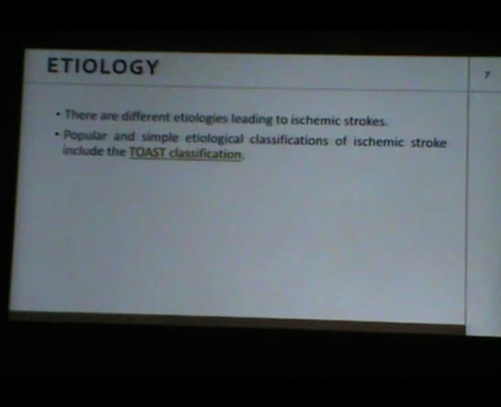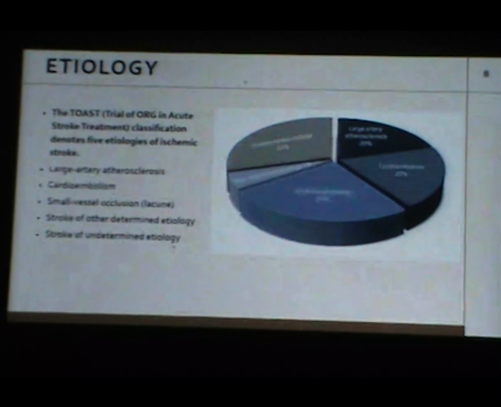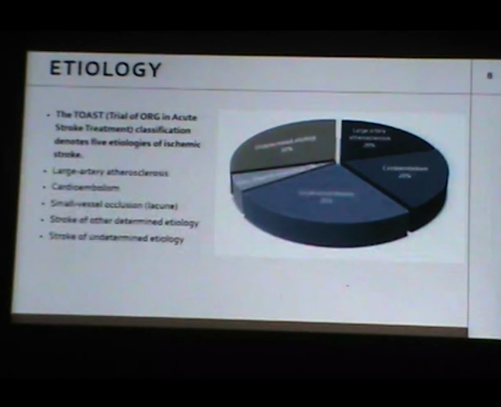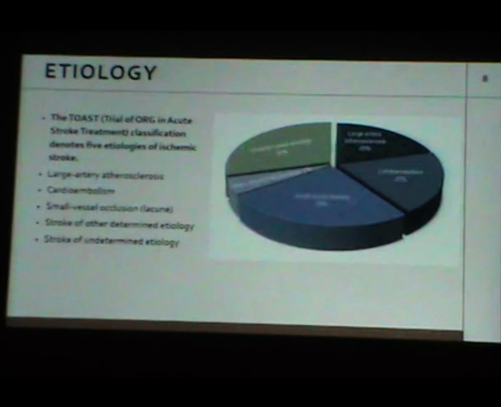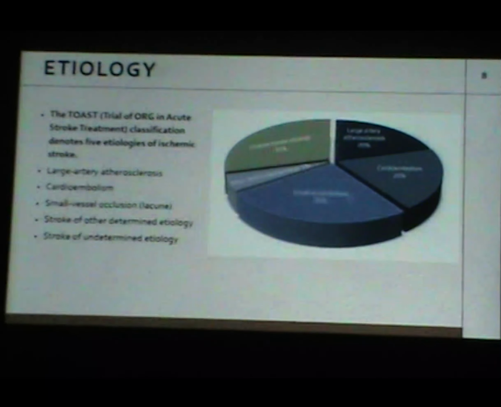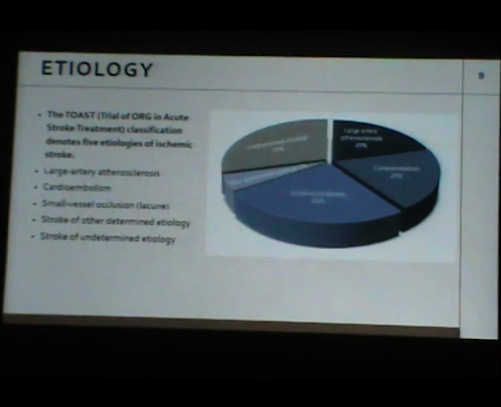Many etiologies can lead to cerebral ischemia. One classification for ischemic stroke etiologies is the TOAST classification, which divides stroke etiologies, beginning with the most common one, large artery atherosclerosis, followed by cardioembolism, small vessel disease, other determined etiologies, and lastly stroke of undetermined etiology.